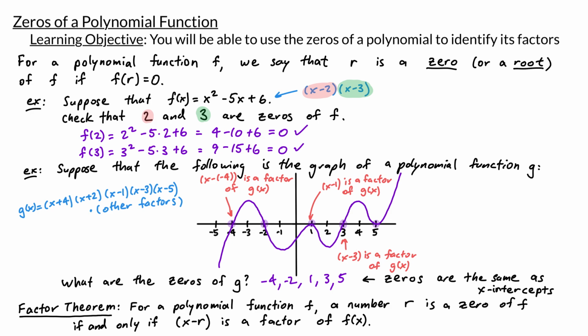So in this video, we learned about what a zero of a function is, and we learned about the factor theorem, which tells us that if a certain number is a zero of a polynomial, then x minus that number is a factor of the polynomial. In our next video, we'll look at an example of finding the formula for a polynomial function using its zeros.